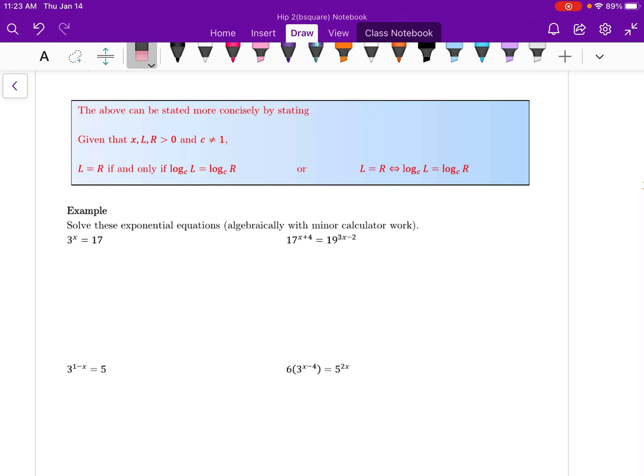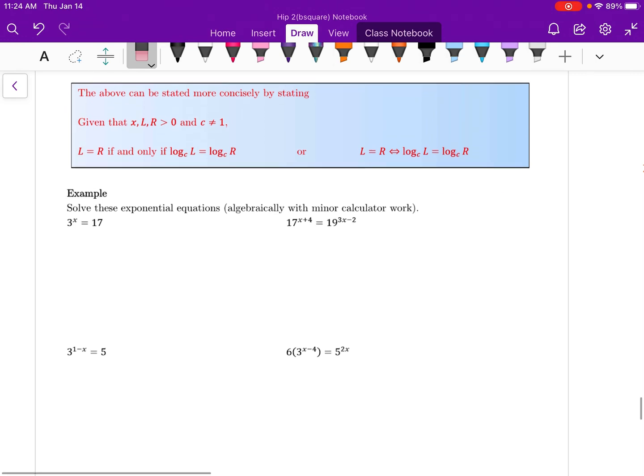So here we're saying the left-hand side and the right-hand side are equal if and only if the log of L is equal to the log of R.